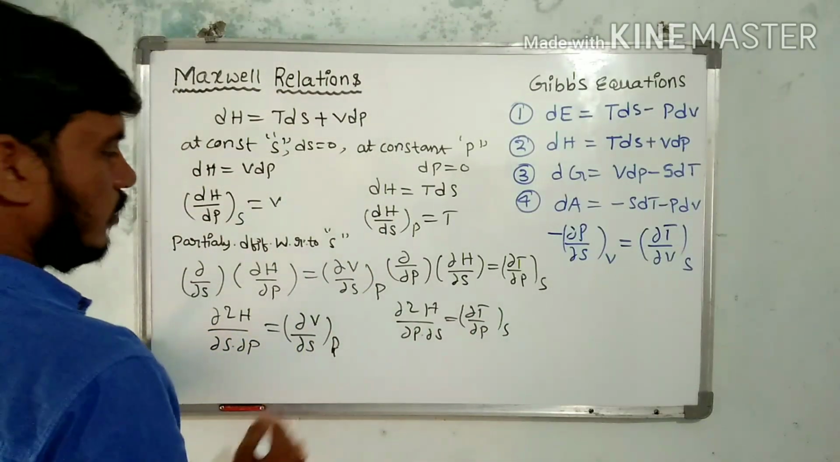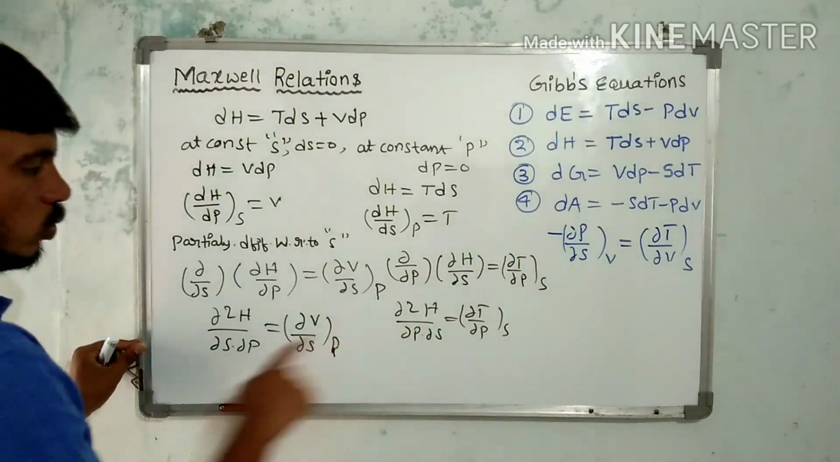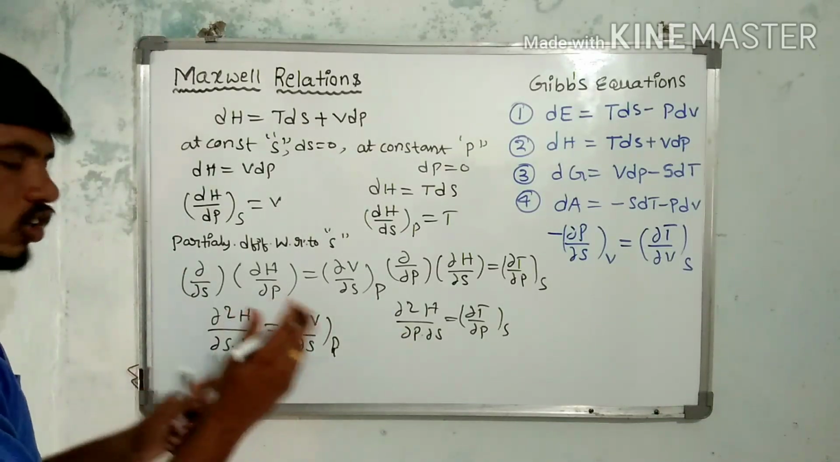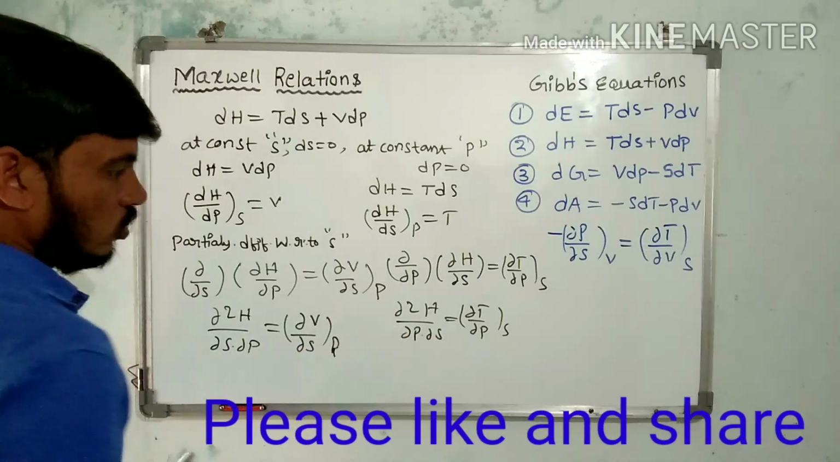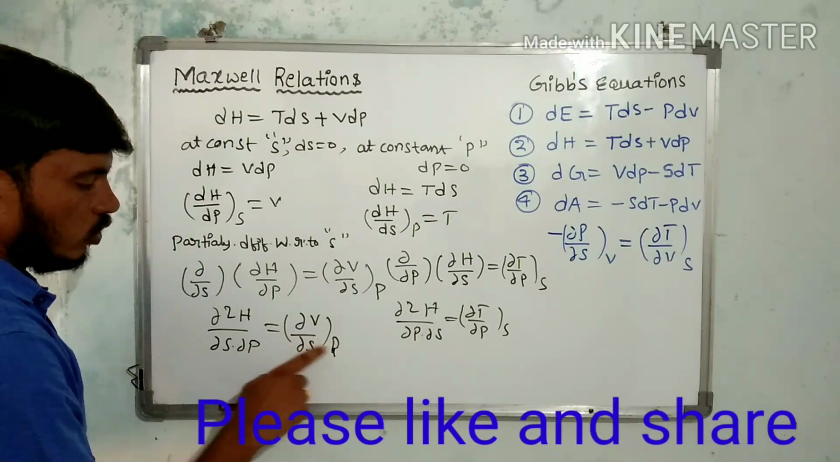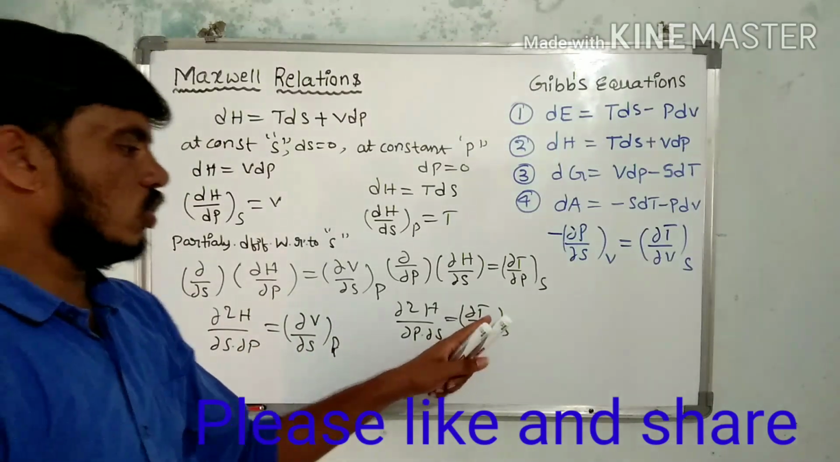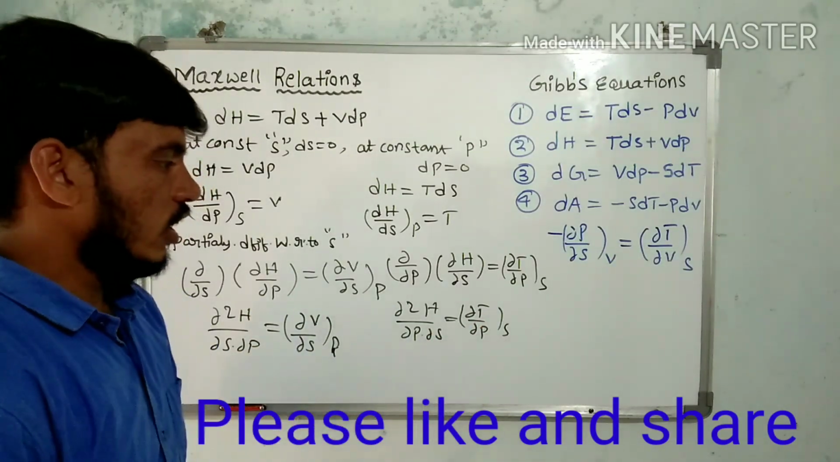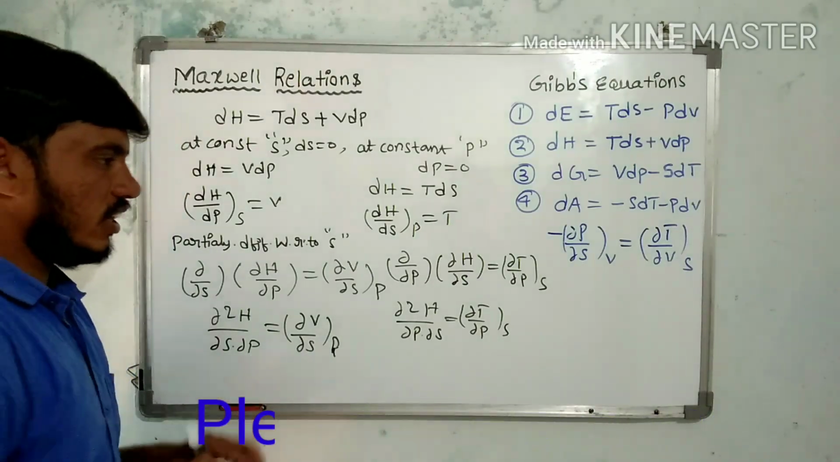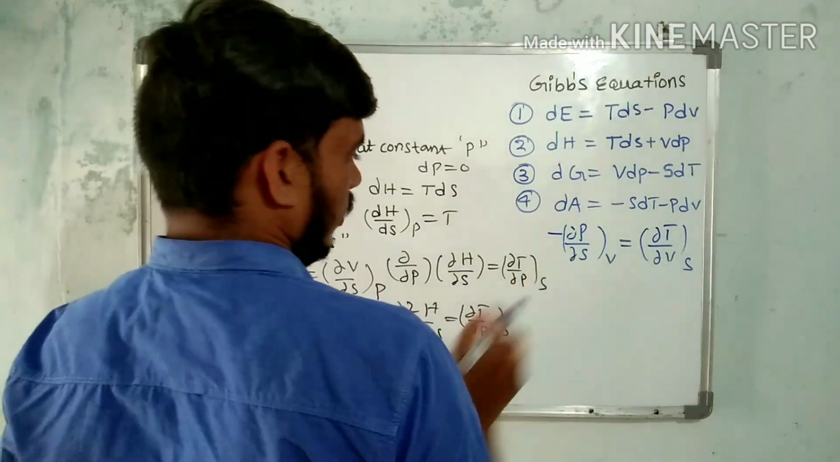This is one of the expressions present there. Now, in these two expressions the LHS is also equal. Now we have to write that these two are equal. Now, ∂V/∂S at constant pressure is equal to ∂T/∂V at constant S. This is one of the Maxwell equations. The equation is written right in this slide.